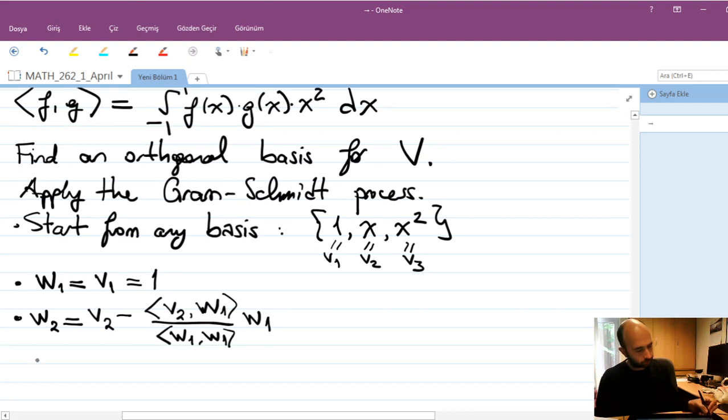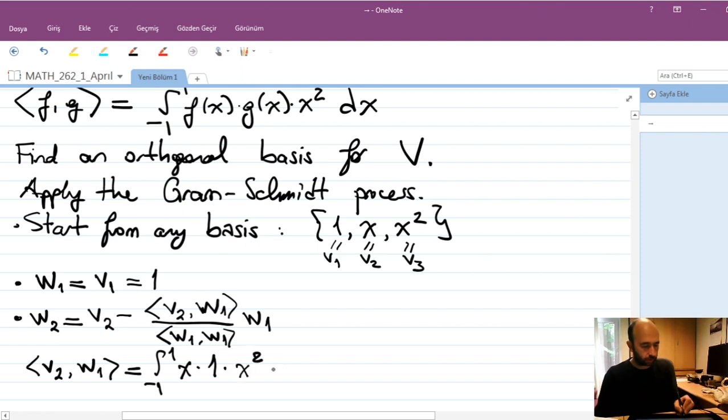Well, let's find it. <v2, w1>. We just apply the definition and nothing else. So this is going to be the integral from -1 up to 1. Now, what is v2? v2 is x. You just substitute everything. w1 is 1. Don't forget the weight function, which is x squared. So you're integrating x cubed dx from -1 up to 1. But this is an odd function and this is a symmetric interval, so by some chance here we got 0.